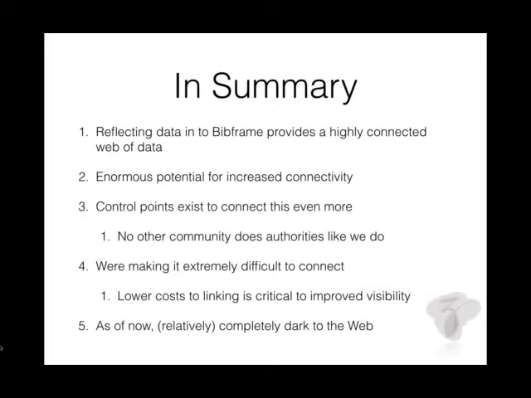We have, through that, the enormous potential for increasing connectivity through existing control points that we in the library community do better than anyone else. At Zafira, we work with lots of different industries. The library community has a huge advantage in the number of really powerful, authoritative identifiers for people, places, subjects, etc. We, however, in our community are making that extremely difficult to connect to. So we've created these identifiers, but we're not making it easy to snap our different assets into those identifiers. And really, if we lower the costs of creating those linkings, we improve visibility.